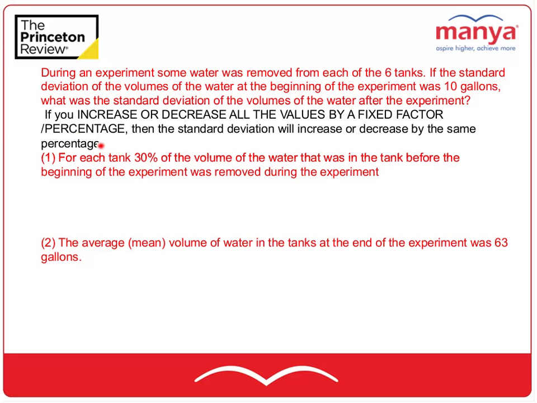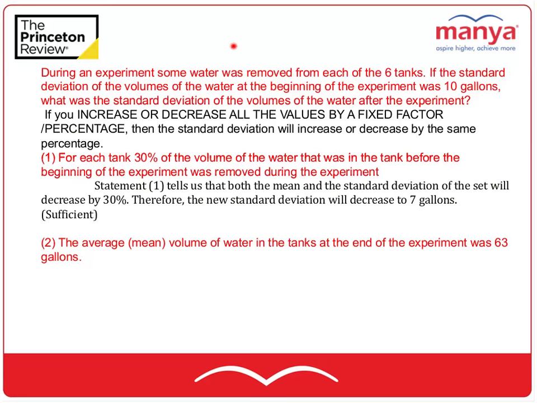This is a concept we have to remember here because 30% of the volume of the water in the tank before the beginning of the experiment was removed during the experiment, right? So the 30% of the water is removed, and the standard deviation is also going to differ by the same factor, right? So that is the concept here. Both the mean and the standard deviation will decrease by 30%. So the standard deviation will decrease to 7 gallons. We had 10 gallons, right? With the same 30% decrease, the new standard deviation is going to be 7 gallons, right?